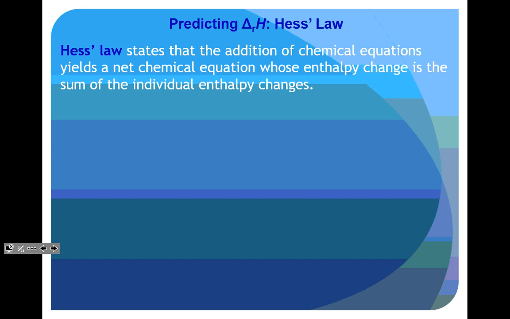So, ready? Hess's law states that the addition of chemical equations yields a net chemical equation whose enthalpy change is the sum of the individual enthalpy changes. That is what Hess's law is.